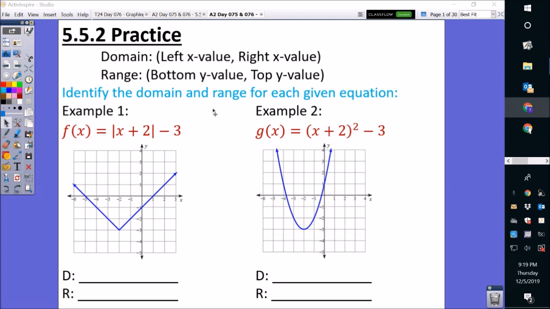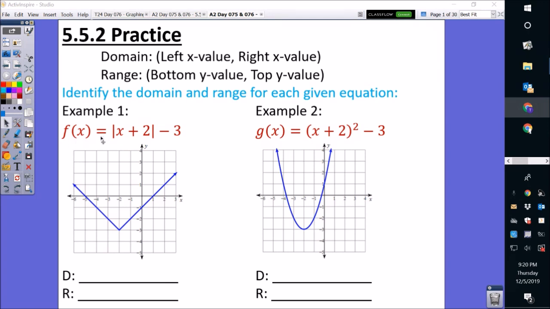So what we're going to start off is you're going to have the equation with its corresponding graphs. Once we understand the rules on identifying domain and range, then we're going to apply the same rules to a given equation and identify the domain and range without using the graphs. So let's take a look at the first two sets we have here. The direction is identify the domain and range for each given equation.